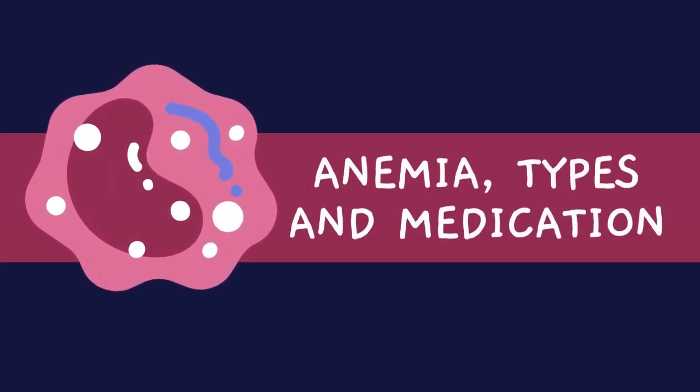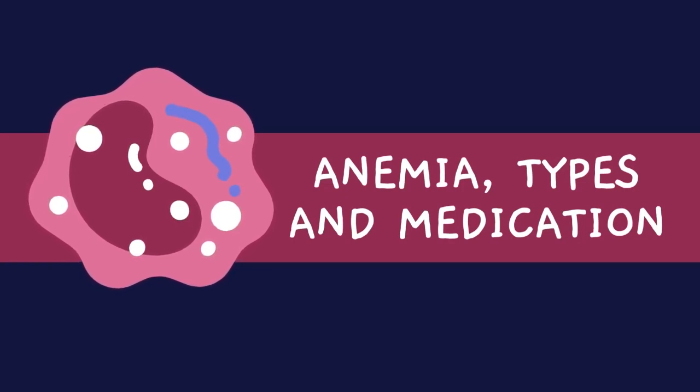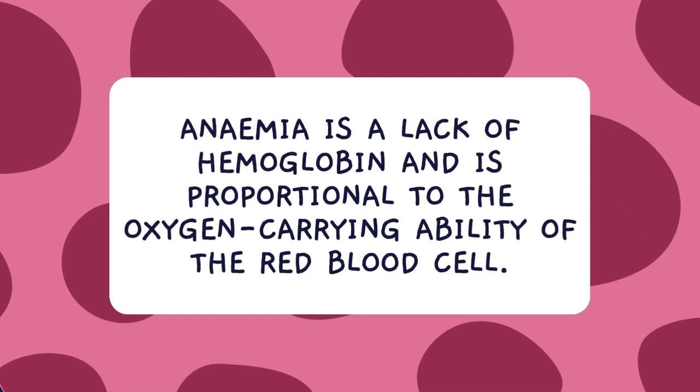For today, we are going to discuss anemia, its types, and medications to correct it. Basically, anemia is a lack of hemoglobin, which is a blood protein made up of 2 alpha chains of 141 amino acid residues each, and 2 beta chains of 146 amino acid residues each, and is proportional to the oxygen-carrying ability of the red blood cell.